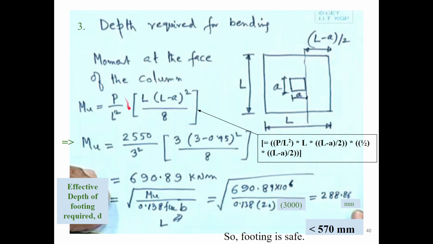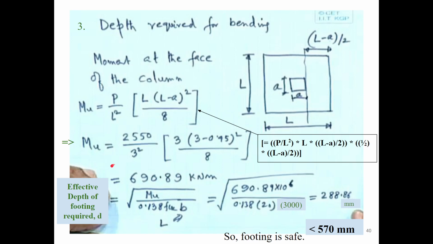From bending moment, as we just discussed, the Mu value is the moment at the face of the column, that is the critical section. There the moment comes to be P by L square, or q into (L minus a) whole square by 8, and I have broken down how it is coming. So substituting these values, we get the Mu value as 690.89 kilonewton meter.